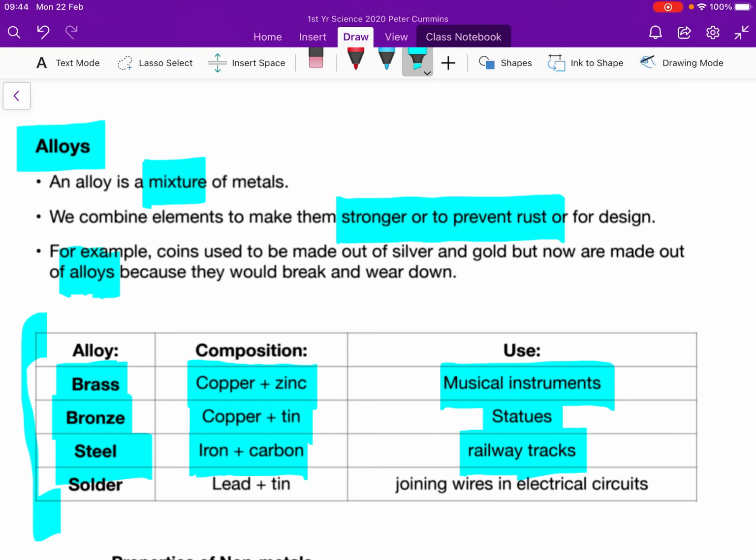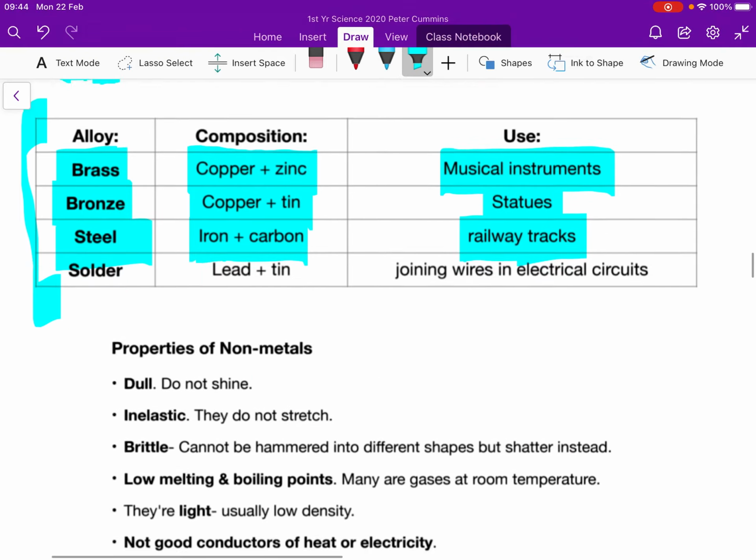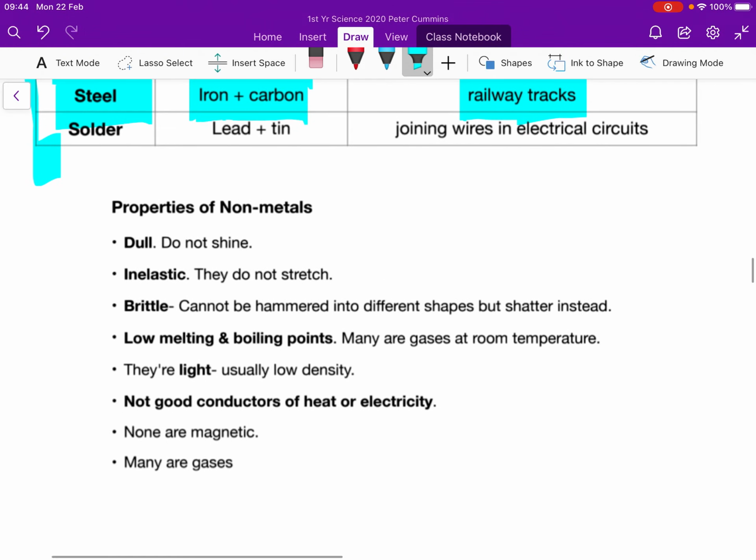Okay, we'll leave the last one. Solder is an example that some of you might use, especially those who do metalwork technology, because you would use soldering a good bit. But I'm going to give you those three: brass for musical instruments, bronze for statues, and steel for railway tracks.